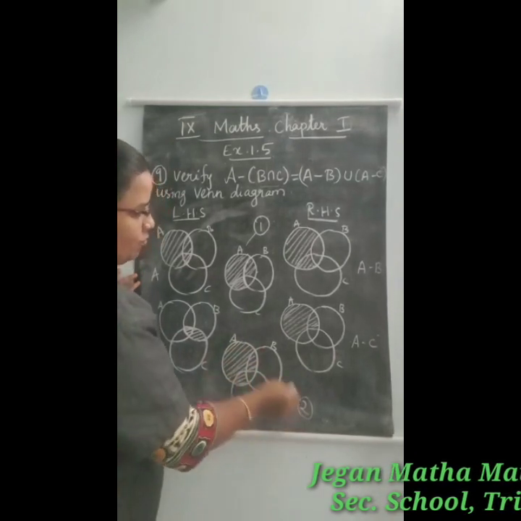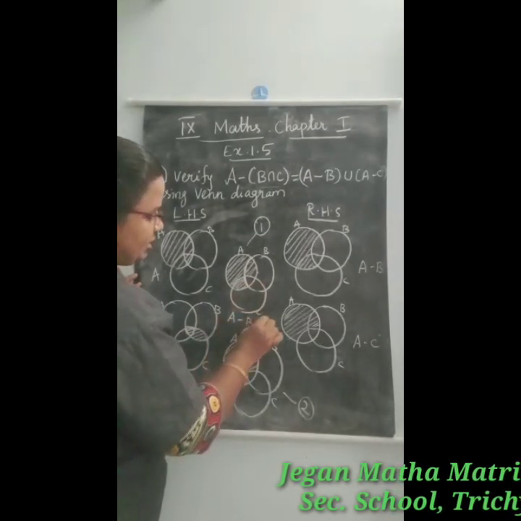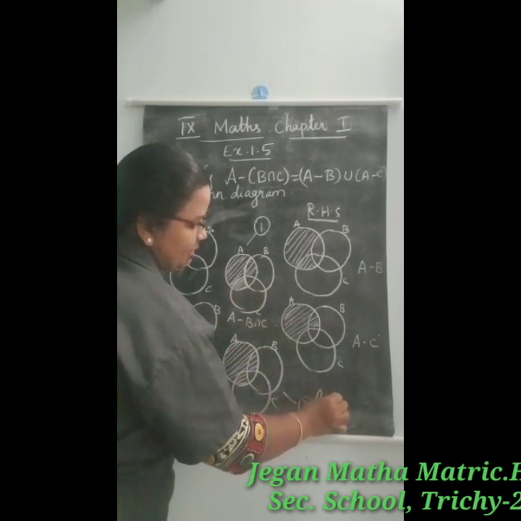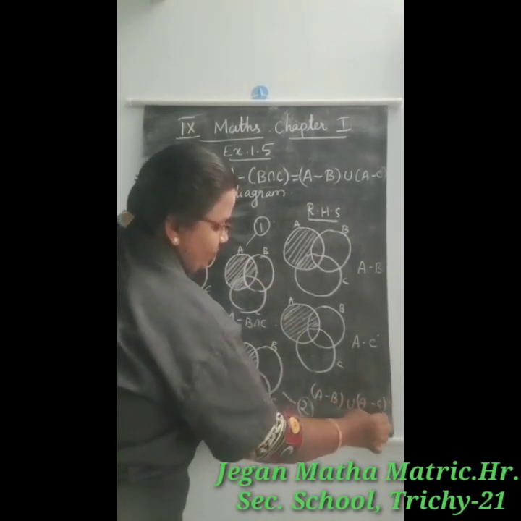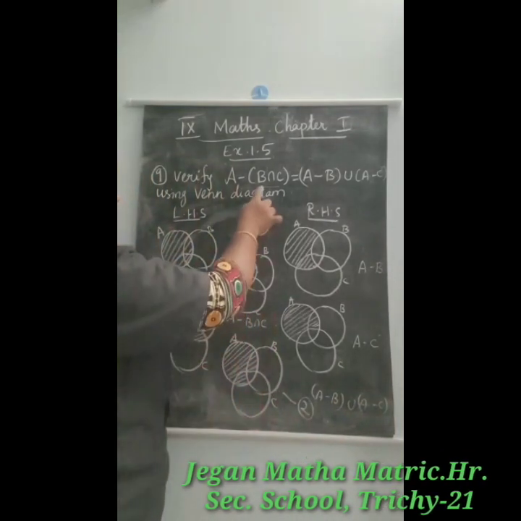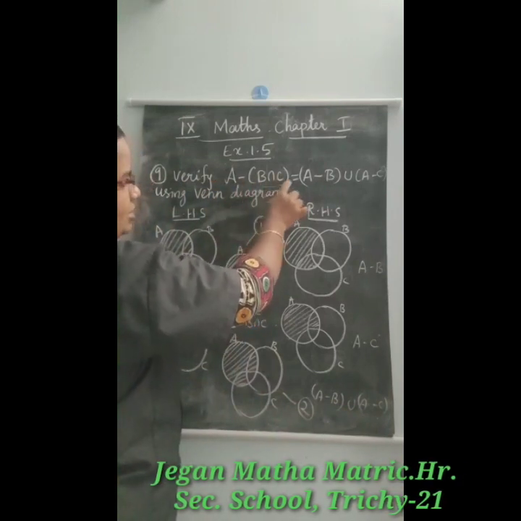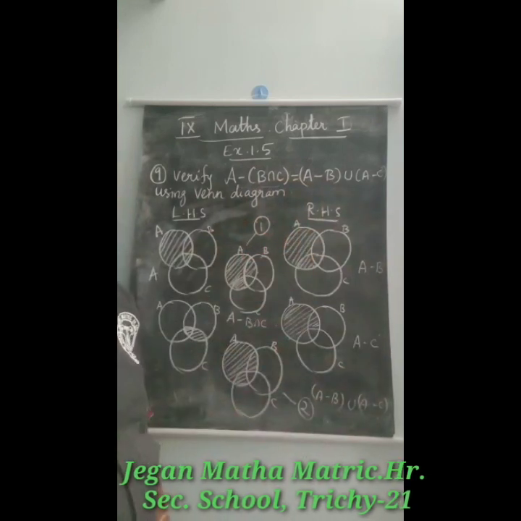So, this is 2. So, what is this? A difference B intersection C, and this part is A difference B union A difference C. So, 1 and 2 are equal. 1 is equal to 2. Let us prove, hence proved: A difference B intersection C is equal to A difference B union A difference C.